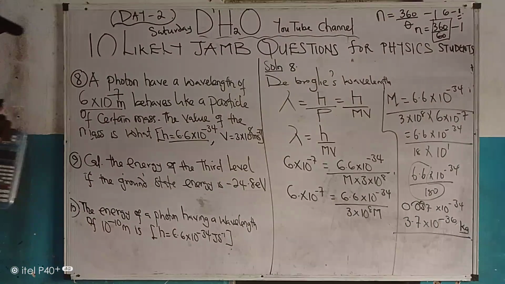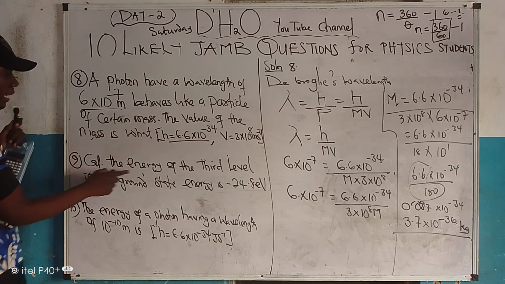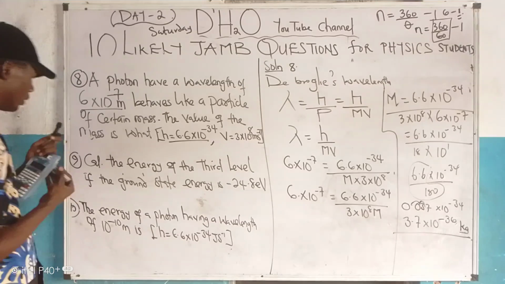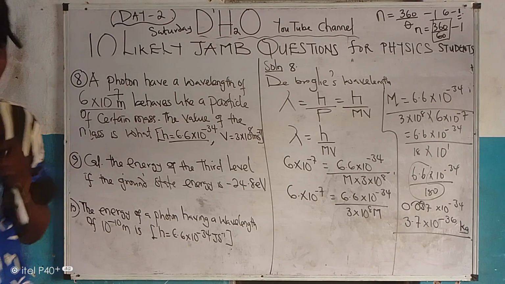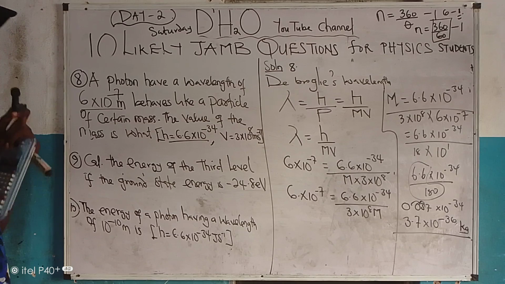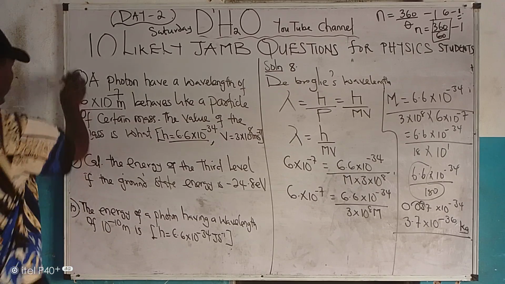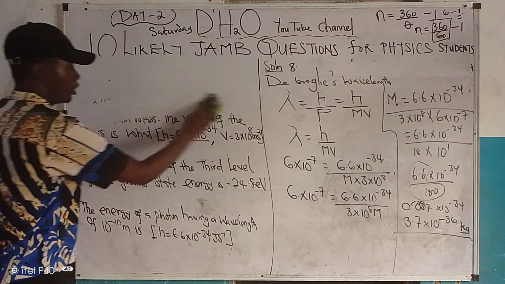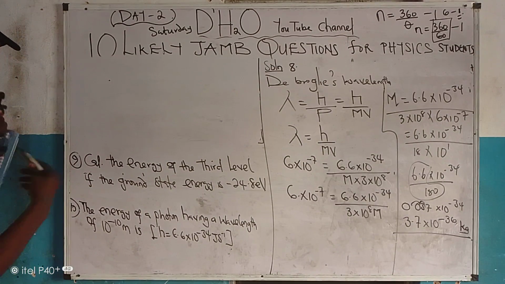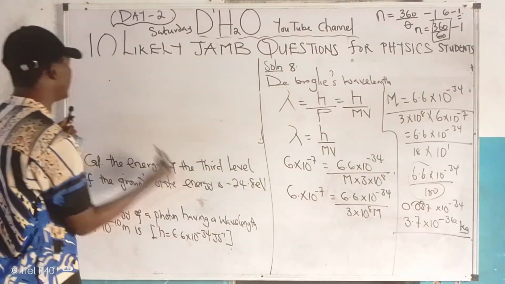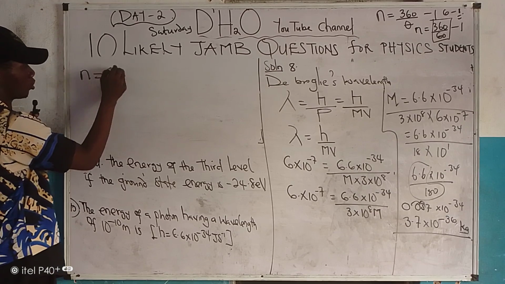Now, let's take the other question. Calculate the energy of the third level if the ground state energy is minus 24.8 eV. eV means electron volt. Can I clean off the board so that we have space to solve this question? Okay, let's do this quickly. Calculate the energy of the third level. The third means that n is equal to 3.